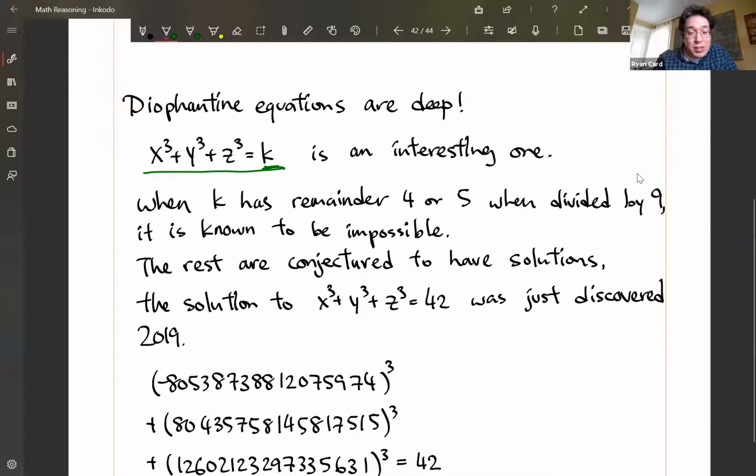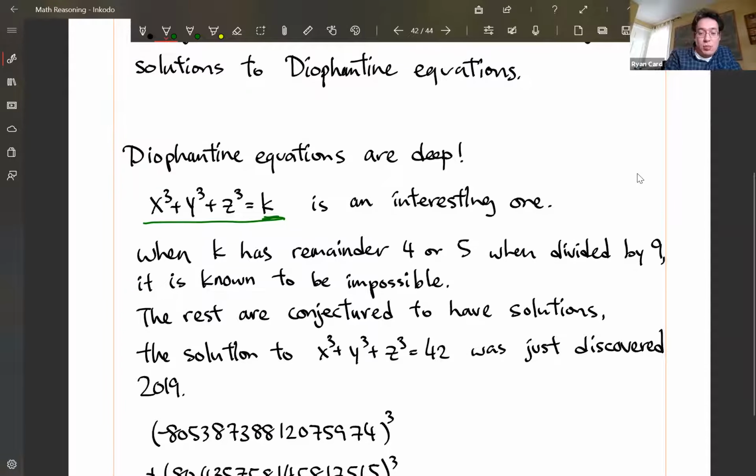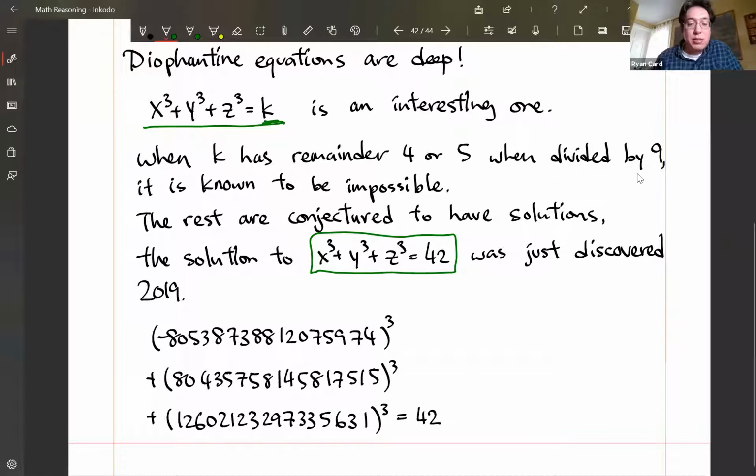But some of these numbers are actually super difficult to solve. One in particular that was just recently solved, that was a big deal, was done last year, is 42. So x cubed plus y cubed plus z cubed equals 42. When you divide 42 by 9, the remainder is not 4 or 5. So people thought there were solutions, but no one could find one. It was just discovered that this combination of numbers works.